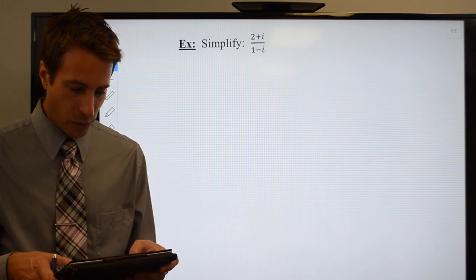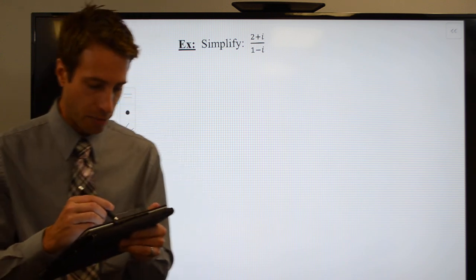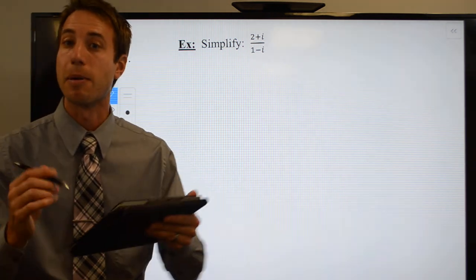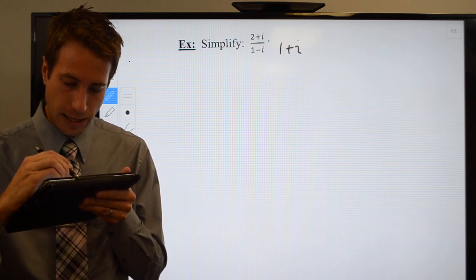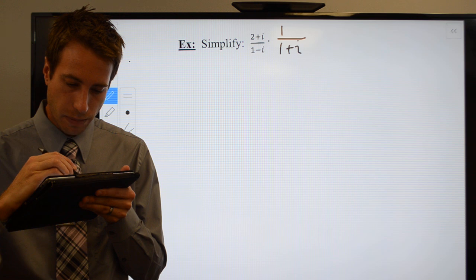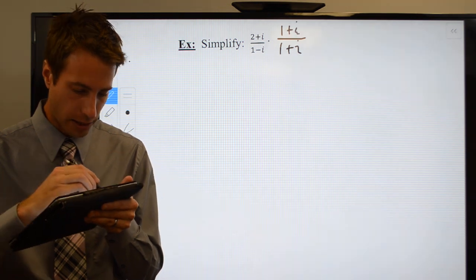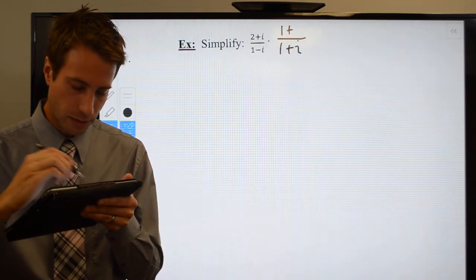Okay, awesome. I got another one here where I'm going to have to do division of complex numbers. So let's go ahead and multiply top and bottom by the complex conjugate, which in this case is going to be 1 plus i over 1 plus, sorry, that's a weird i. Let me fix it.